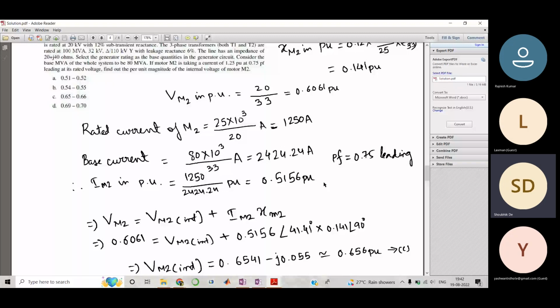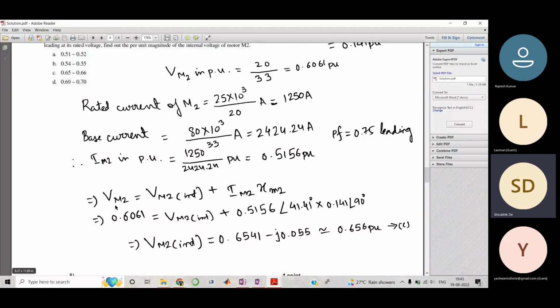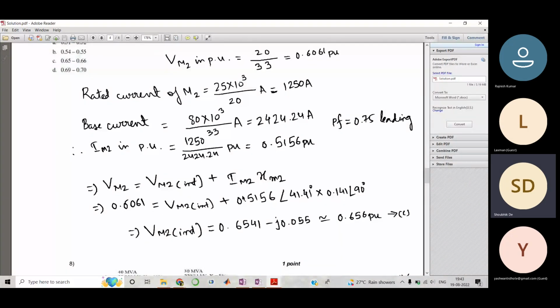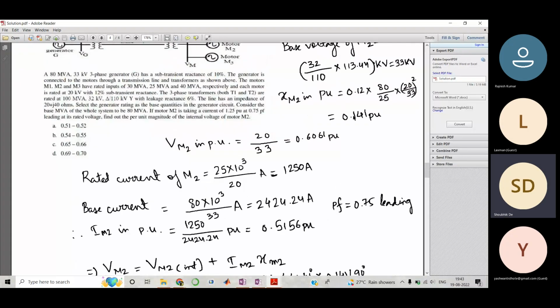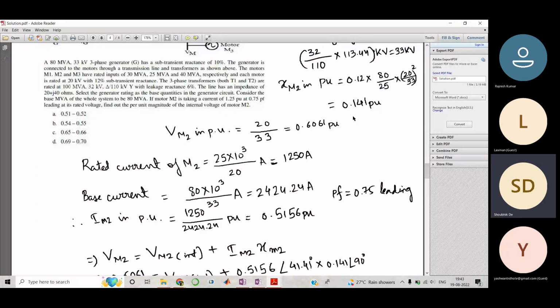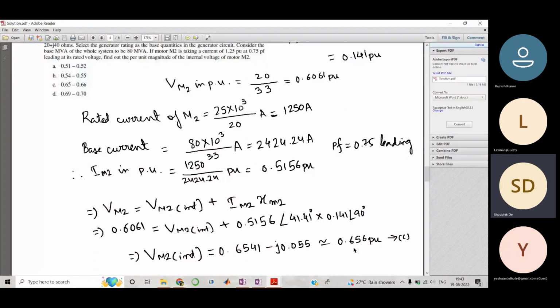So we now have this value, the current in per unit. We just have to fit it into this formula. We have the value of VM2, which was 0.6061, and we also have this current value. The power factor is leading, 0.75. So cos inverse of 0.75, and there is no minus since this is leading, which is 41.41. The reactance we calculated is 0.141, at 90 degrees. You calculate this, and it comes to 0.656 per unit, which is option number C. I hope this was clear.